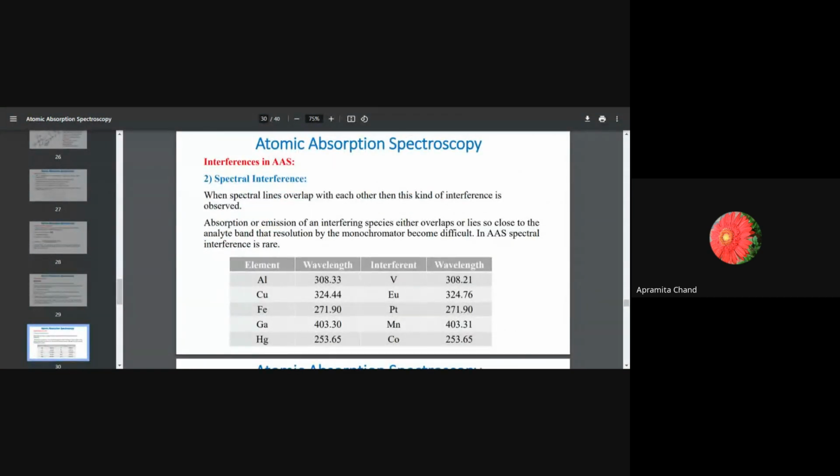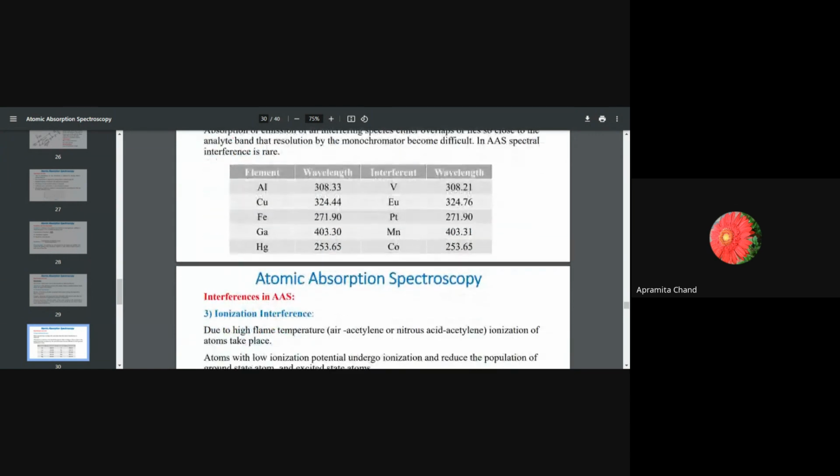Also, spectral interference can occur if the spectral lines are overlapping with each other, and the absorption and emission of an interfering species, they will either overlap or lie so close to the analyte band that resolution by the monochromator will become difficult. Okay, but in this case, because AAS is such a precise technique, the spectral interference is usually not detected that much.